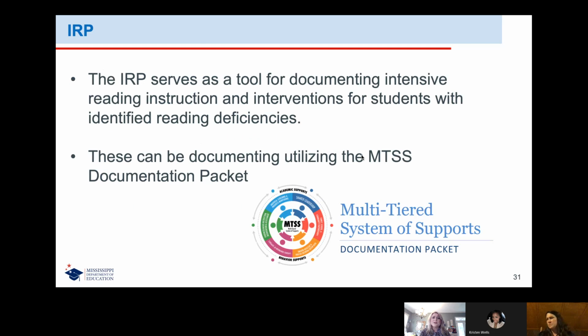The IRP serves as a tool for documenting intensive reading instruction and interventions for students with identified reading deficiencies. These can be documented using the MTSS documentation packet. Like I said before, you do not need to use a separate IRP documentation packet. You will utilize the MTSS documentation packet along with the IRP MTSS alignment checklist.